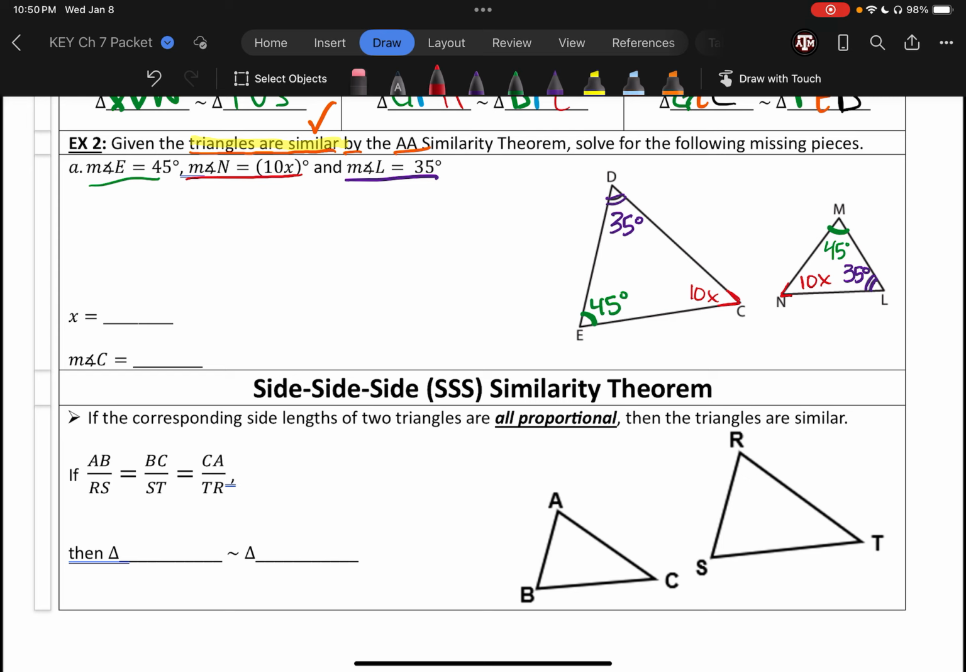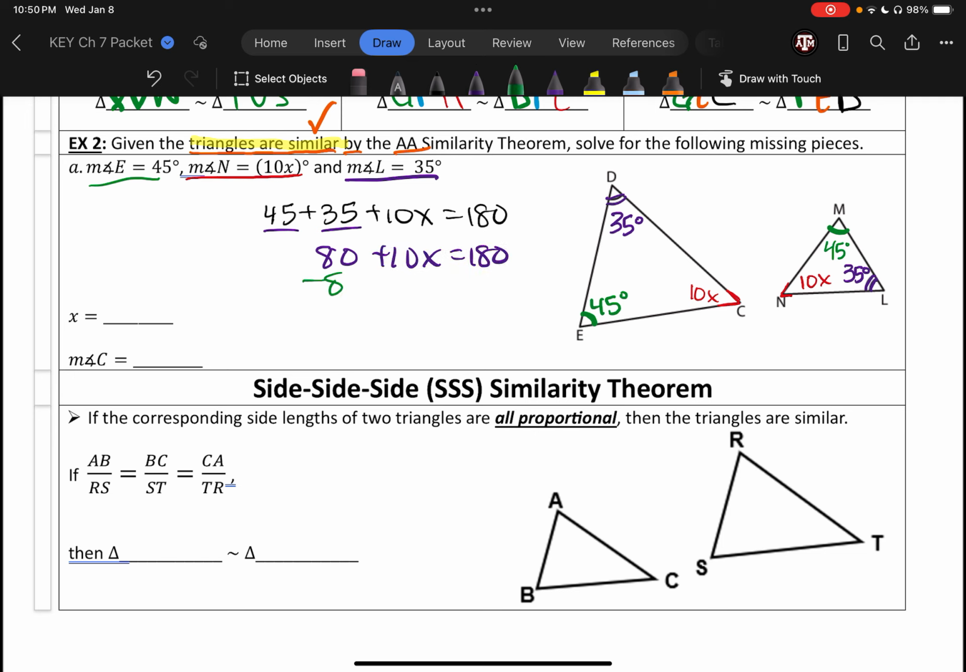How would I find x? Well, I know all of the angles in the triangle, right? What do the angles in a triangle add up to? We know that the angles in a triangle add up to 180 degrees. So I can write my equation as 45 plus 35 plus 10x is equal to 180. From here, you're going to solve for x, right? We should be comfortable doing this by now. 45 plus 35 gives us 80. 80 plus 10x is equal to 180.